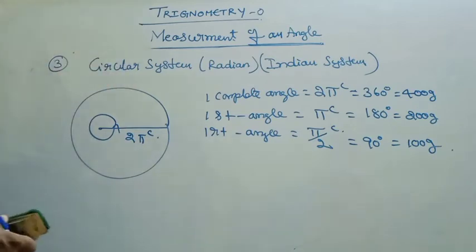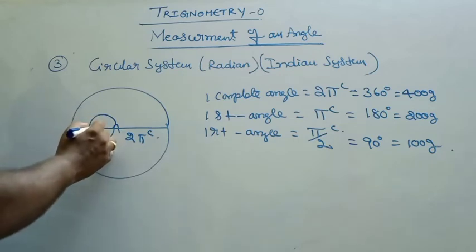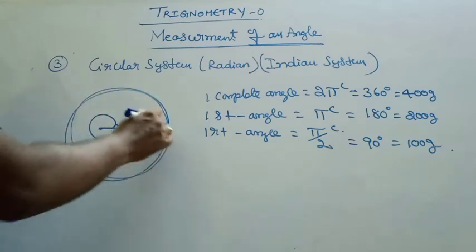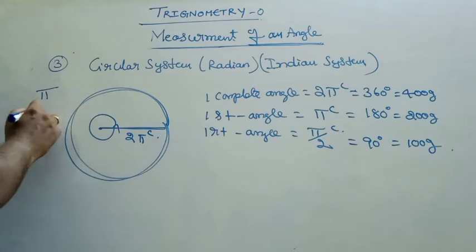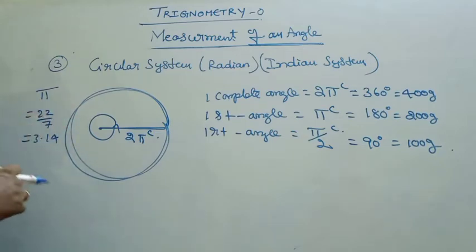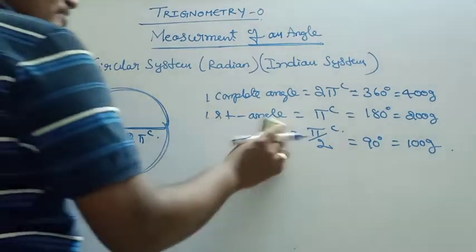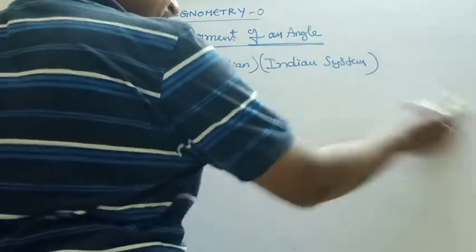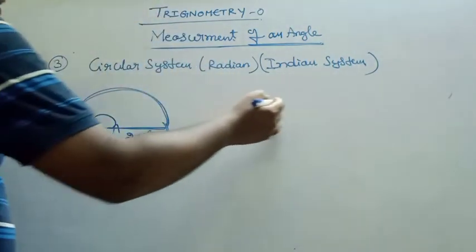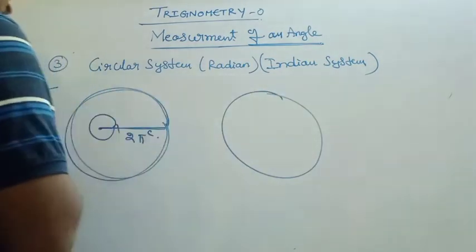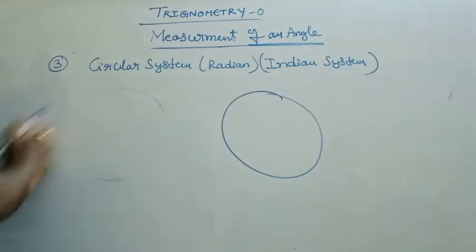Now let us come to one complete angle. This one complete angle they have taken as 2 pi radians, where the value of pi is 22 by 7, that is 3.14, right? And now we have to define what we mean by 1 radian. How is a radian defined? You see, my dear students, first let us define 1 radian.